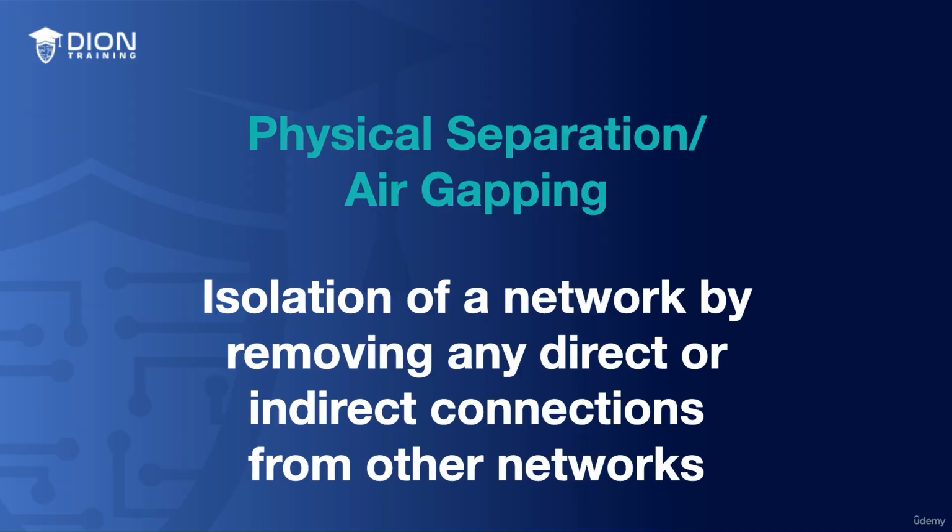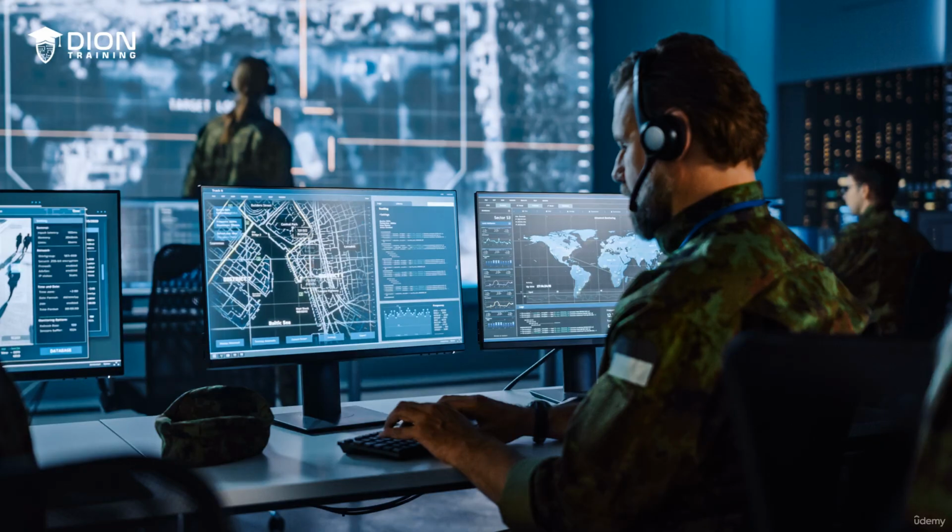First, physical separation. Physical separation, often referred to as air gapping, is a security measure employed to protect sensitive information. An air-gapped system is isolated from other networks, both local and internet. This isolation is achieved by removing all direct or indirect connections, including Wi-Fi, Bluetooth, and other wireless connections. An example of an air-gapped system is a military or government network holding classified information. These networks are kept physically separate from the public internet to prevent unauthorized access and cyber attacks.